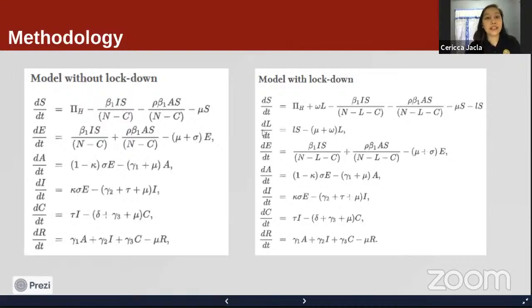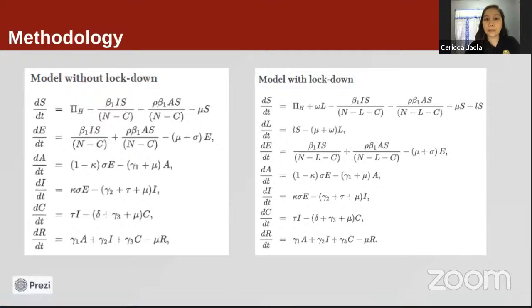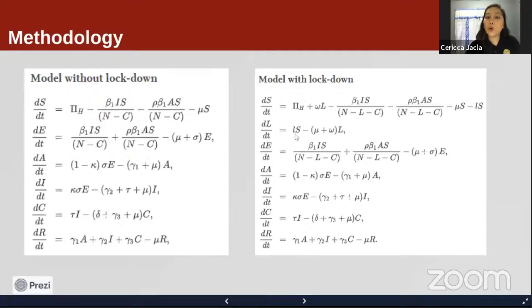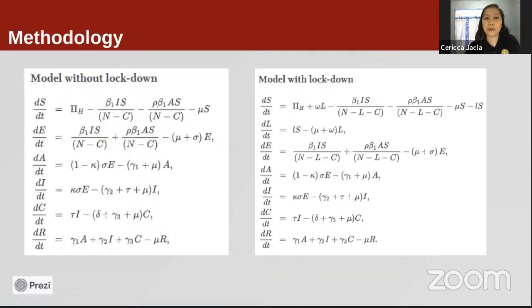Next, we're going to proceed to the lockdown population. The lockdown population is increased by those who are required from the susceptible population to go on lockdown. Then, of course, we still consider the rate of natural death. And here are those who went out of lockdown. As you can see, it's also here in the susceptible population. Those who went out of the lockdown will be deducted from the lockdown population, and it will result in an increase in the susceptible population.